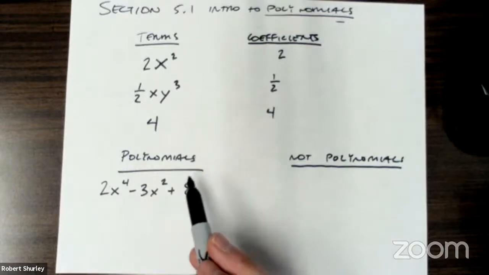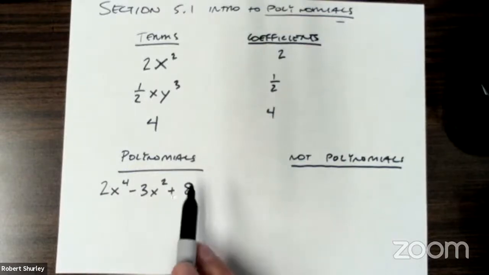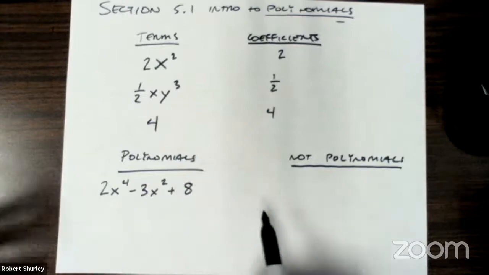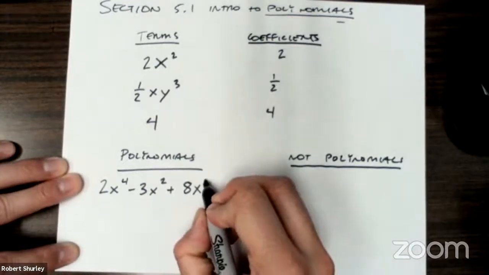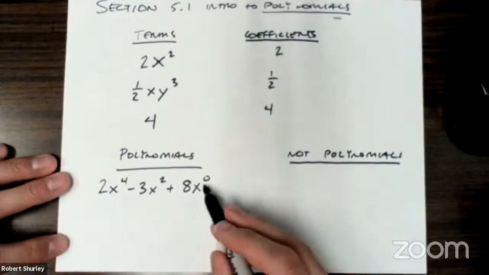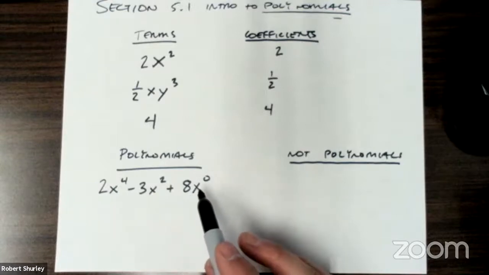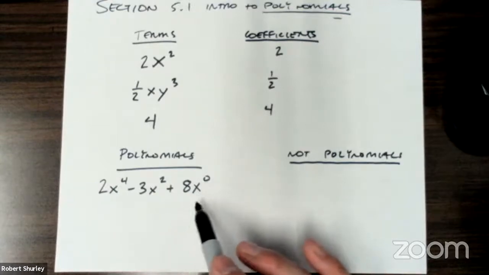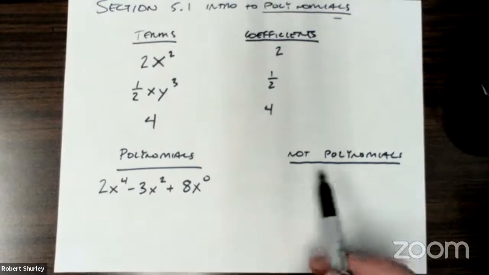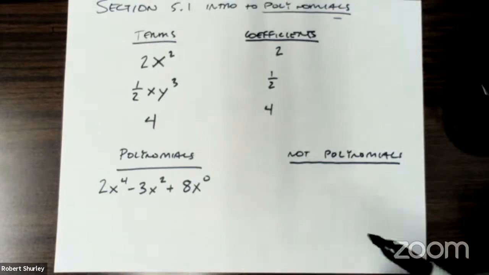Now I'm going to tell you, there really technically is a variable on the constant. It's just raised to the 0 power. And we talked about that last week, right? Anything raised to the 0 power is just 1. So we don't write it, but technically there is a variable attached to any constant in a polynomial. It's kind of neat.